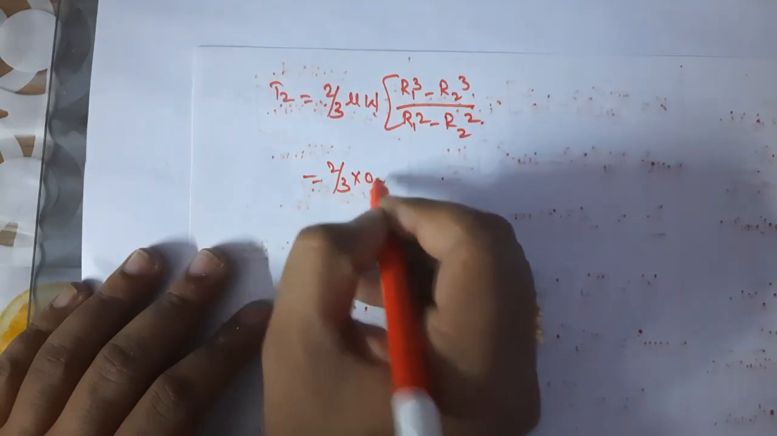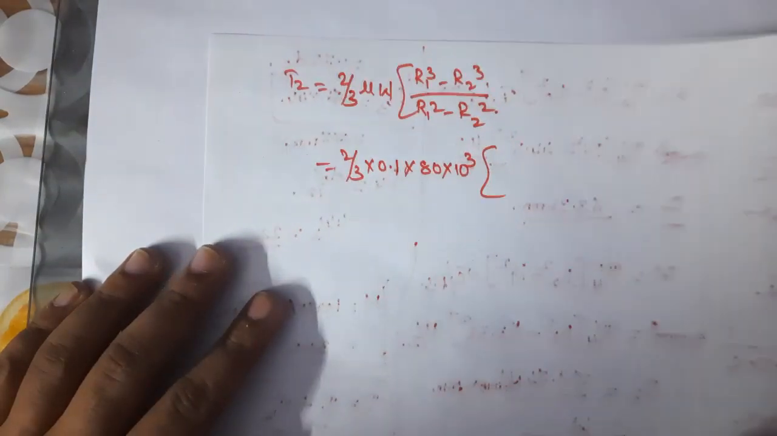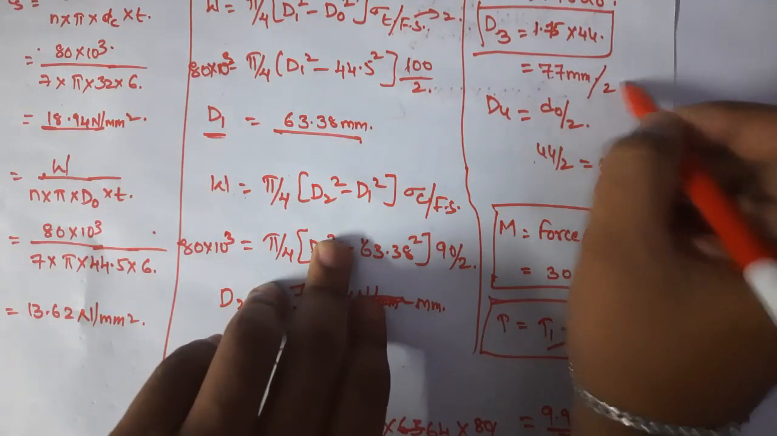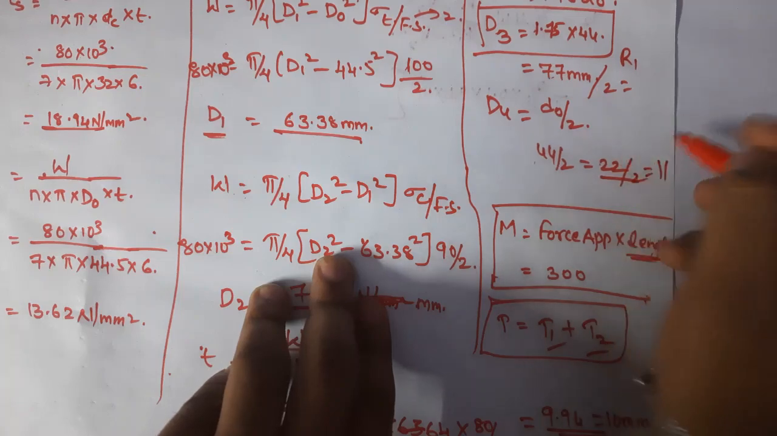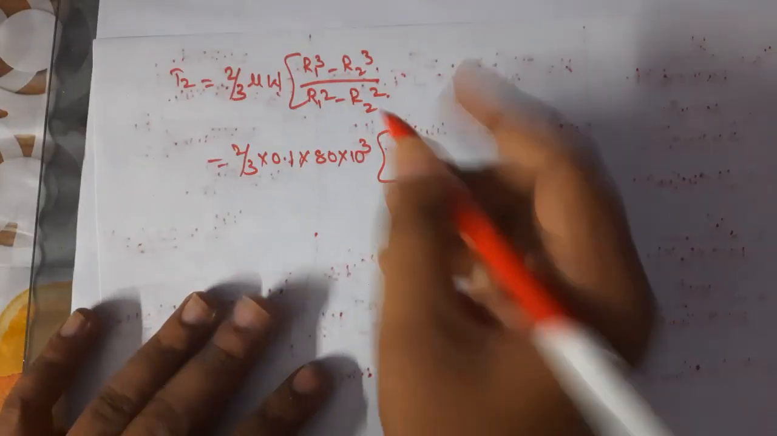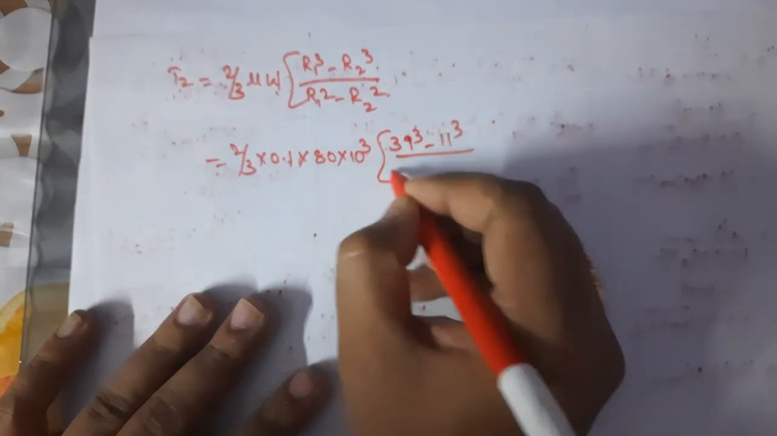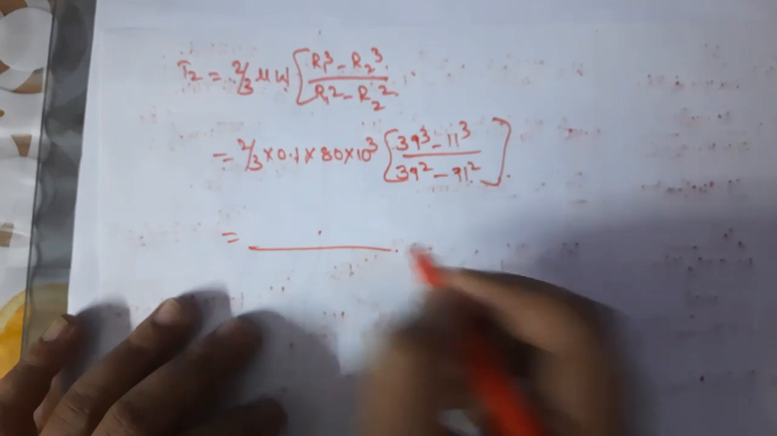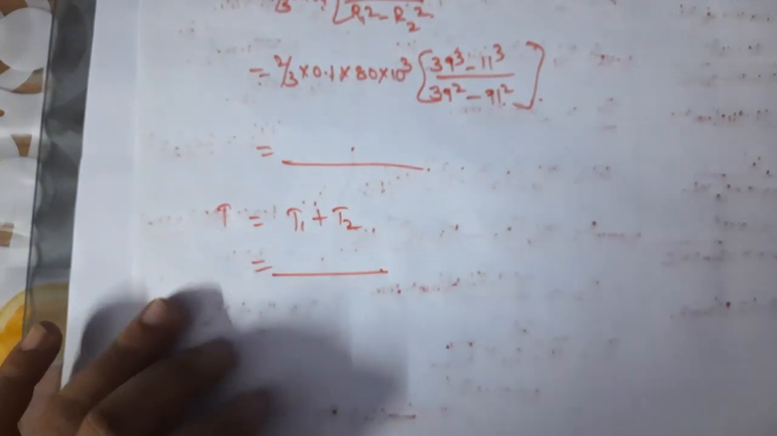2 by 3 into 0.1, that I have assumed, 80 into 10 to the power of 3. R1 cube and R2 cube are nothing but these D values by 2, so you can get the R1 value, and by 2 you can get the R2 value. 11 mm, and this will be 38.5, around 39, minus 11 cube by 39 square minus 11 square. So we can get the value of T2, and then the total value of T1 plus T2. Just try to do that.